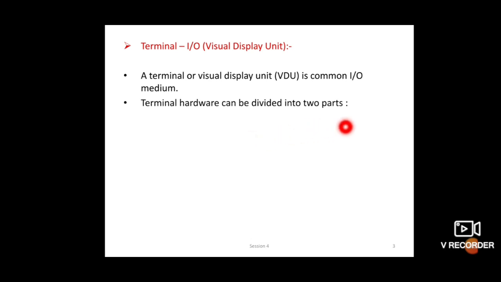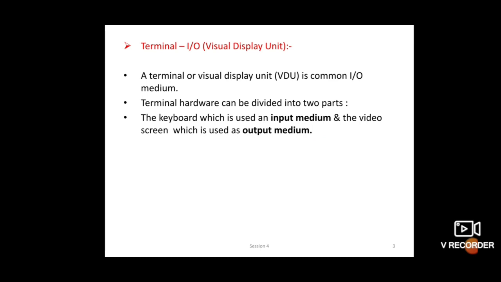Terminal hardware can be divided into two parts, input and output mediums. The standard input device is the keyboard, which is used as the input medium, and for output the video screen, means the monitor, is used. These terminals are used for input, keyboard for input, and video RAM or monitor as the output medium. Now there are two types of terminals: dumb terminal and intelligent terminal.